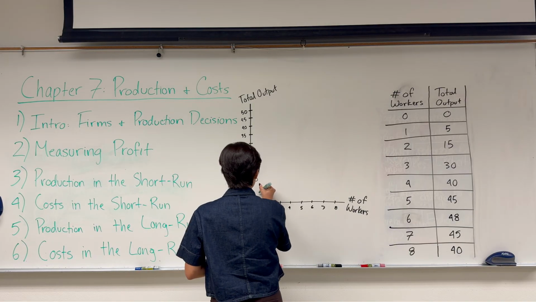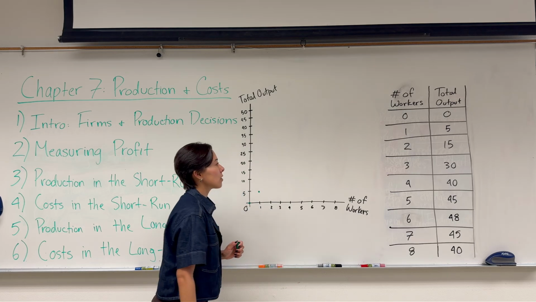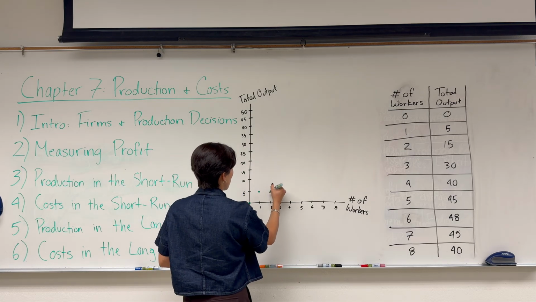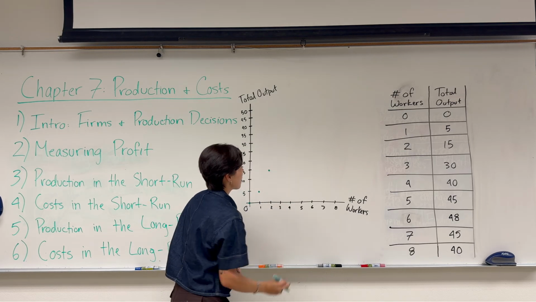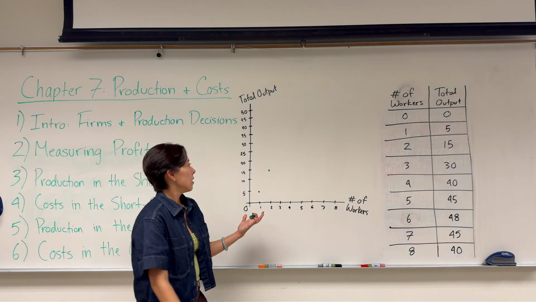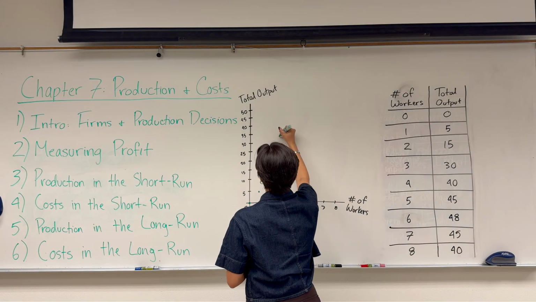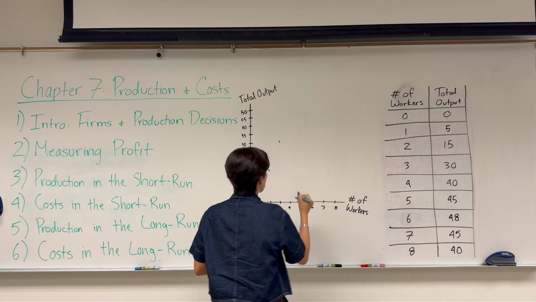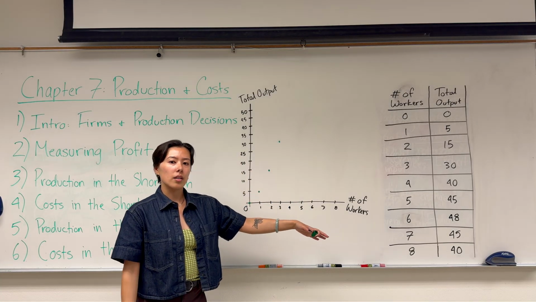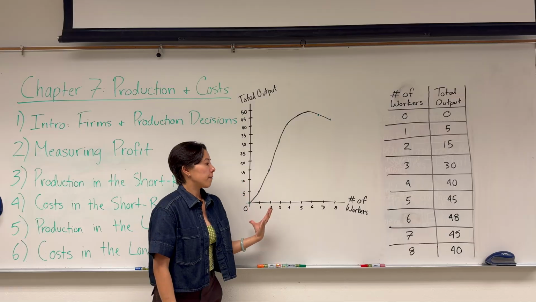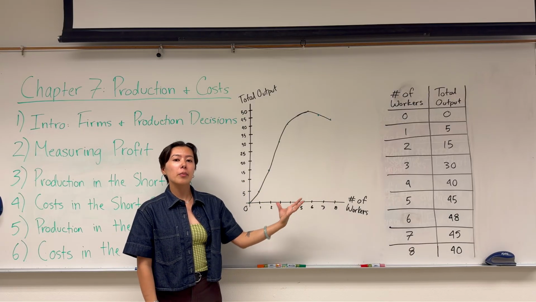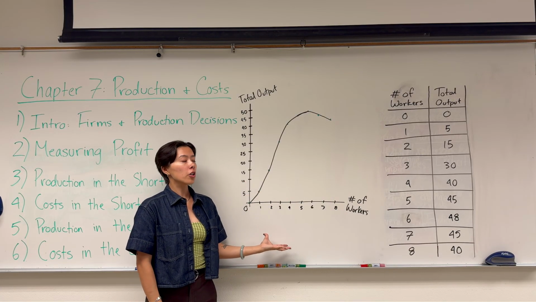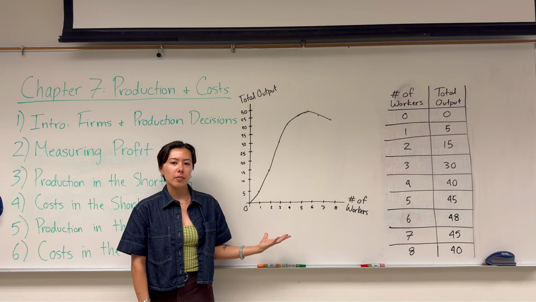That first worker is going to help me to produce 5 units of output. That second worker is going to get me up to 15 units of output. My third worker gets me all the way up here to 30 units of output, and so on and so forth. All right, so if I finish up plotting my information in the table to create this short-run production function, this is the graph that I'm left with.